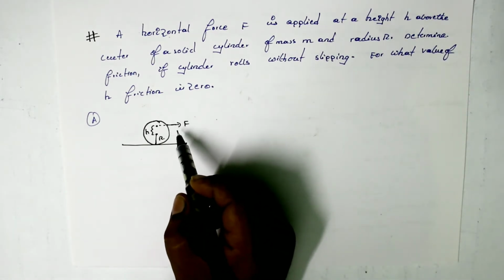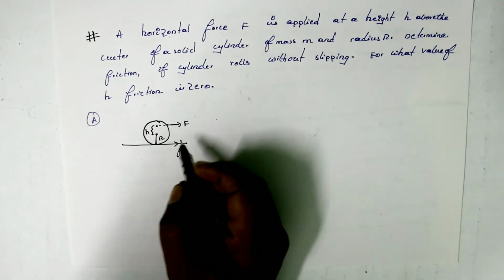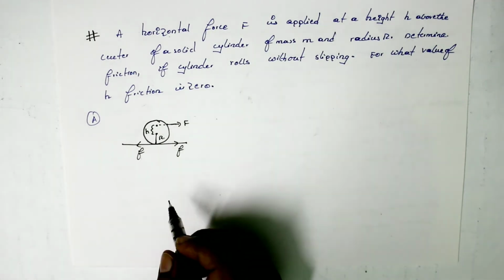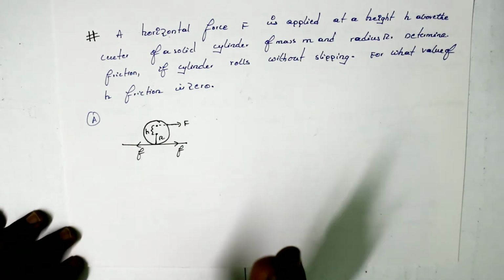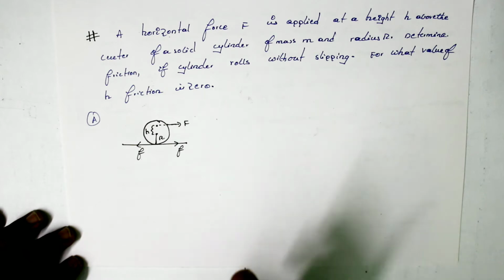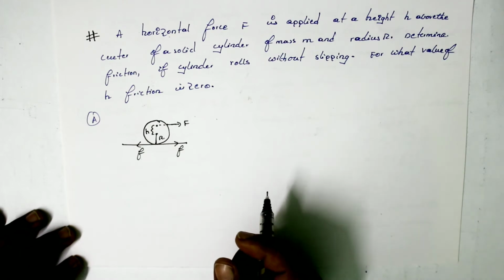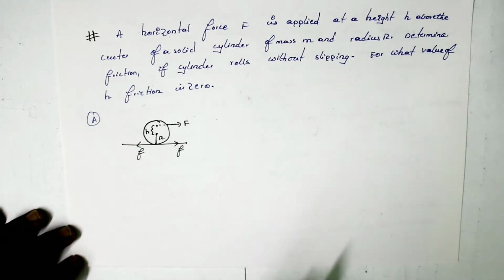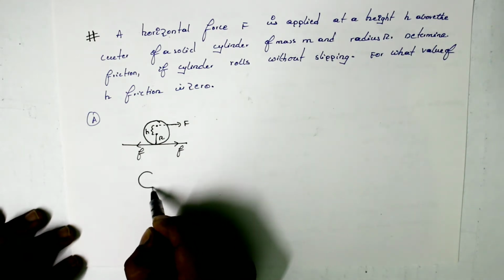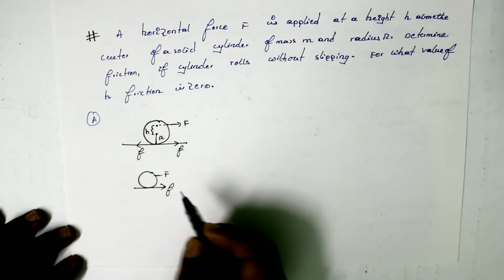If I am applying force here, I don't know what will be the direction of friction. Friction may be acting in this direction, or friction may be acting in this direction. So we will assume some direction of friction. Finally, if that friction becomes positive, then my assumed direction is correct. Or if the equation of friction has become negative, then it means my assumed direction of friction is wrong. Therefore, I will assume friction is acting in this direction.